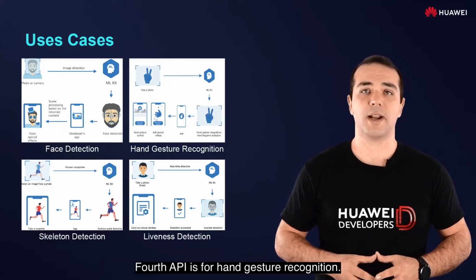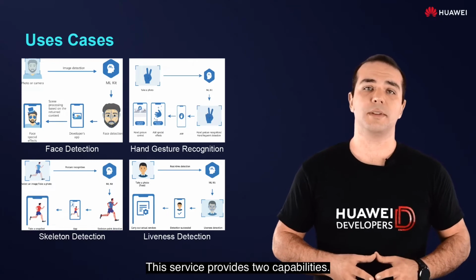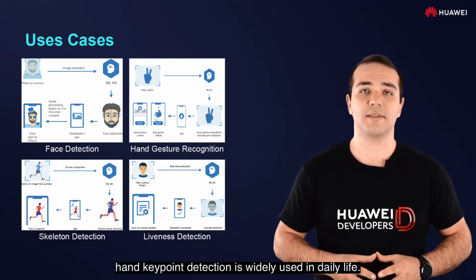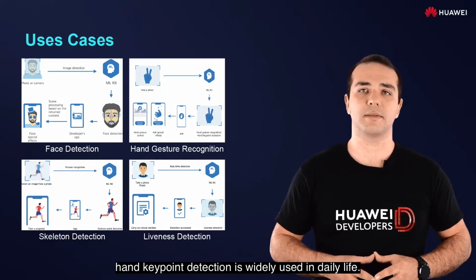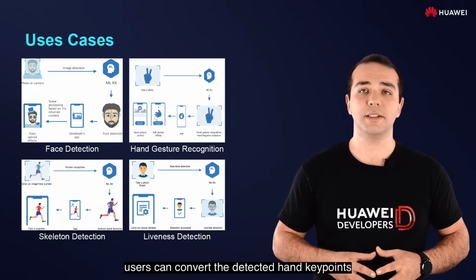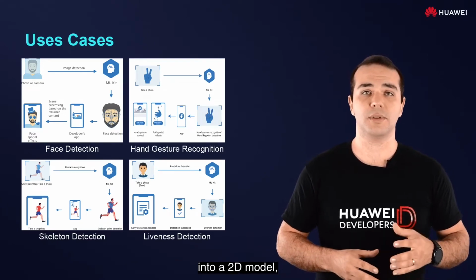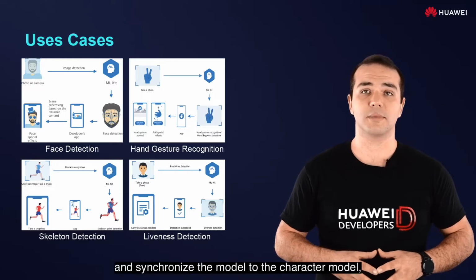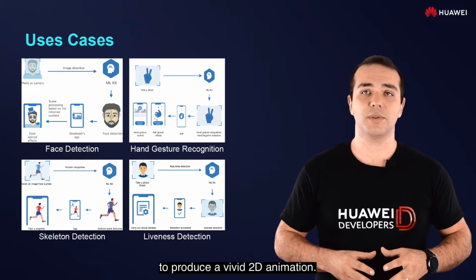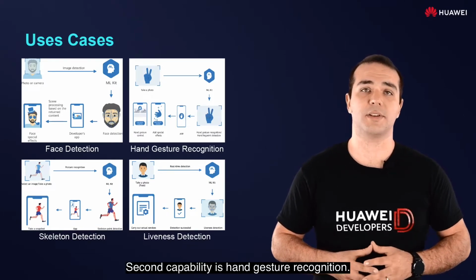Fourth API is for hand gesture recognition. This service provides two capabilities. First capability, hand keypoint detection, is widely used in daily life. For example, after integrating this capability, users can convert the detected hand keypoints into a 2D model and synchronize the model to the character model to produce a vivid 2D animation. Second capability is hand gesture recognition.